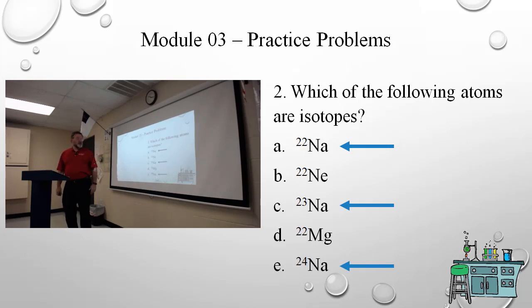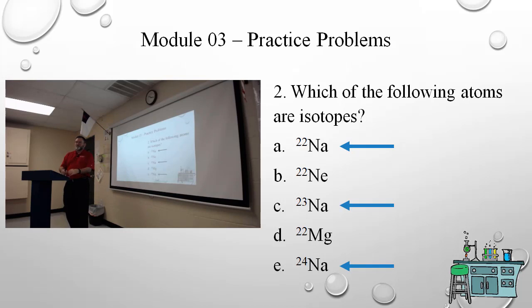It's one of the isotopes of neon. If there was a neon 21 and a neon 23, they'd all be isotopes of each other. And magnesium 22, is it an isotope? Well, yeah, it's an isotope. The question should be, which of the following atoms are isotopes of each other?